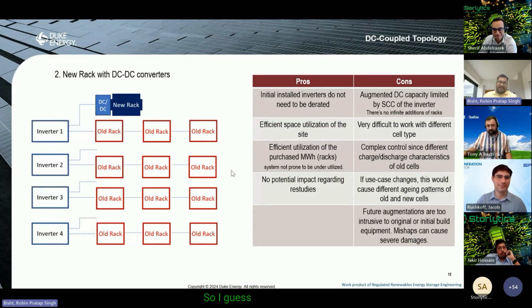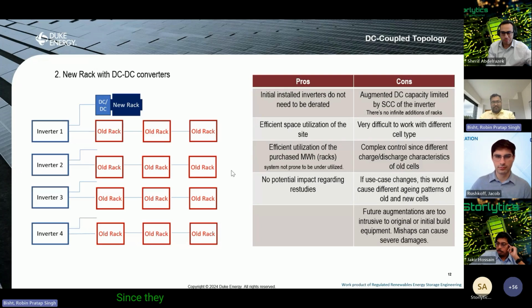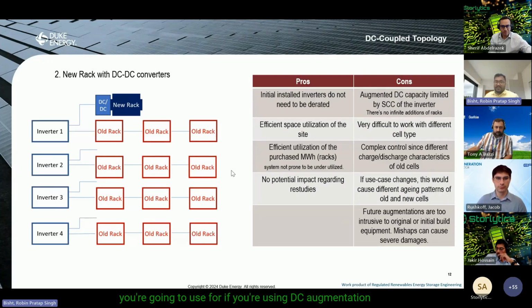So I guess we're looking at space utilization. Since most of our projects are land constrained, we have that to think about when we are planning our projects. With a DC augmentation style, since they can be modular, you can really optimize the space that you're going to use. So that's definitely an advantage.